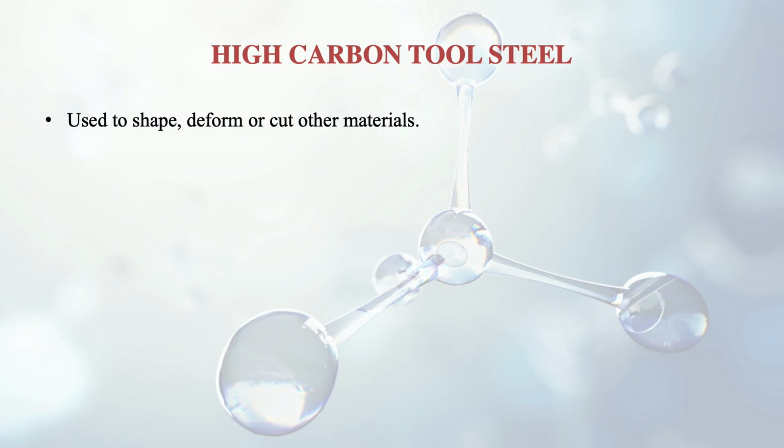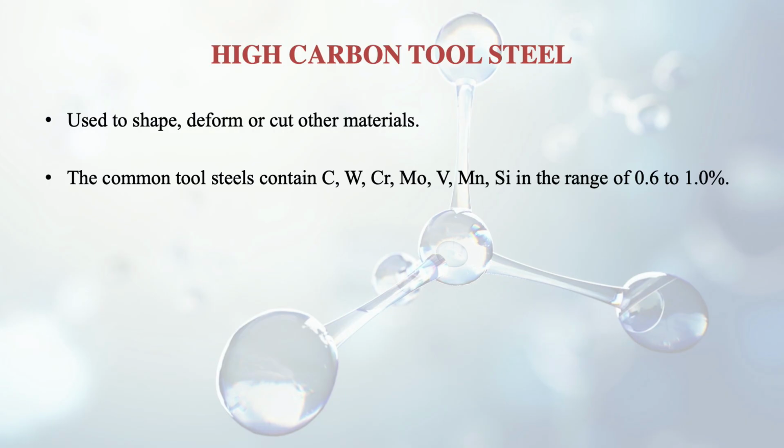Further, we now discuss the high carbon tool steel. We have now come to tool steel. What is the composition of this tool steel and where is it used? It is used to shape, deform or cut other materials. If you have to cut some material with another material, the material which is cutting should have good properties and should be hard also, then only it can cut the other material. So the common tool steels contain what? Carbon, tungsten, chromium, molybdenum, vanadium, manganese, silicon. Many elements are present, generally in the range of 0.6 to 1%.